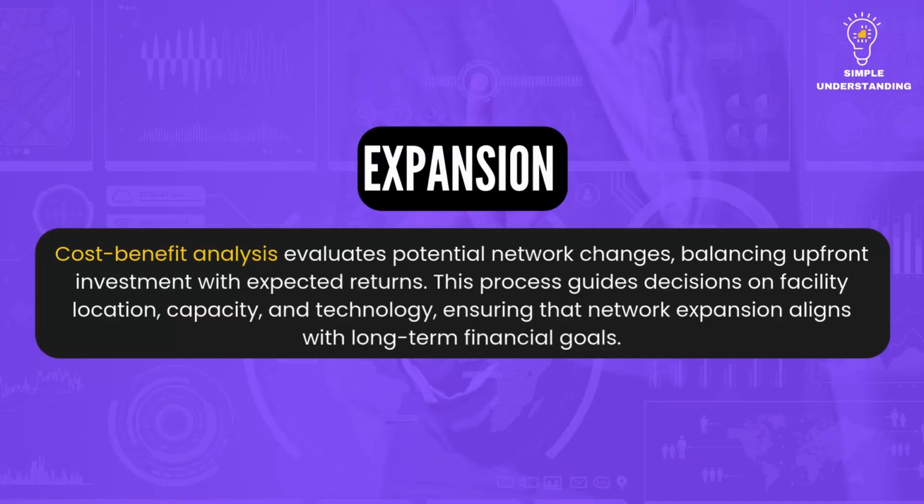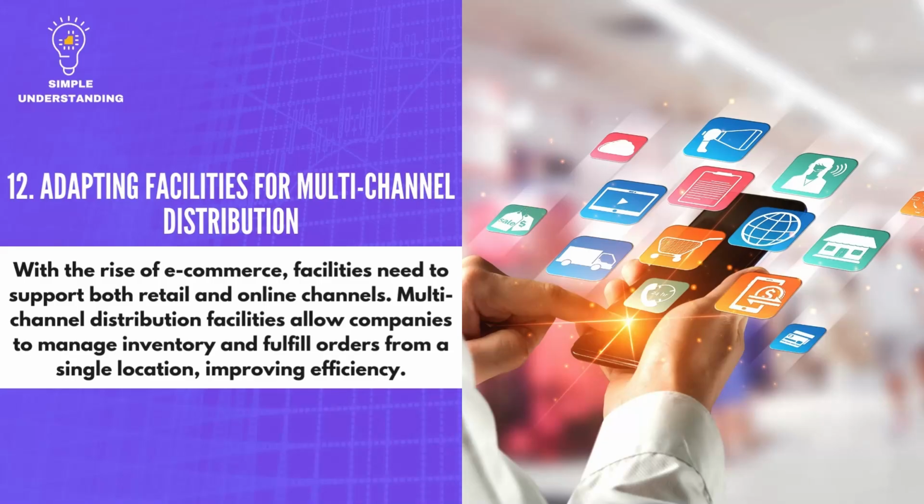Expansion. Cost-benefit analysis evaluates potential network changes, balancing upfront investment with expected returns. This process guides decisions on facility location, capacity, and technology, ensuring that network expansion aligns with long-term financial goals. 12. Adapting facilities for multi-channel distribution. Explanation. With the rise of e-commerce, facilities need to support both retail and online channels. Multi-channel distribution facilities allow companies to manage inventory and fulfill orders from a single location, improving efficiency.